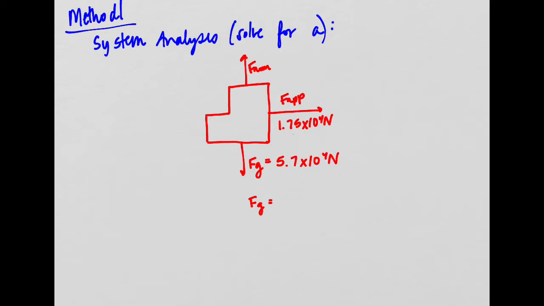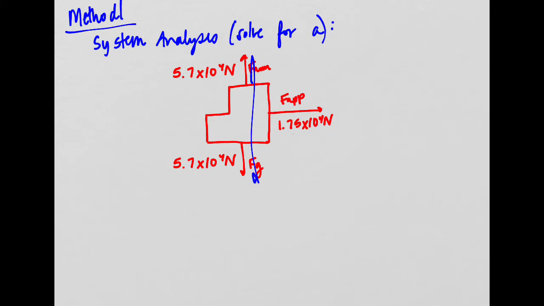There we go. All right, and I know that because the truck is not moving up or down, we know that these forces are balanced. So I can say that the force of gravity and the normal force are the same. So I've solved for that one. Now that my free body diagram is complete, I can move on to solve for acceleration.